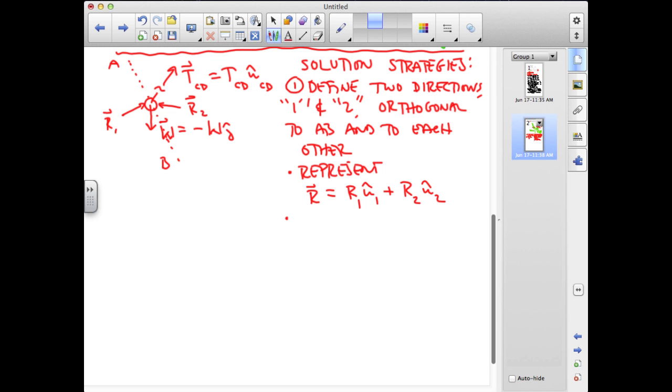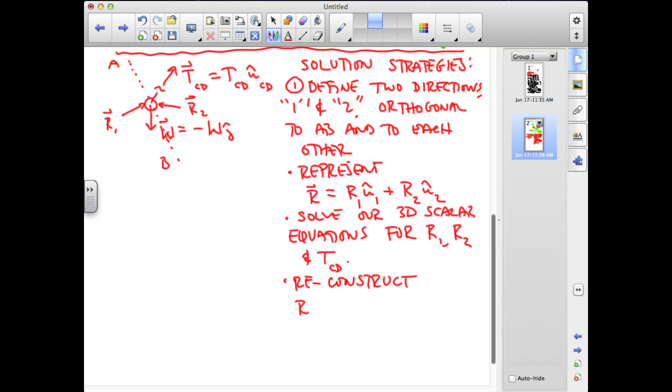We would then solve our 3D scalar equations for magnitudes R1, R2, and the tension in CD, and then reconstruct the net reaction force as R1 U1 plus R2 U2. This is the most direct solution strategy. The downside of this is the first step where we have to define these two directions, 1 and 2. And as I mentioned earlier, there are infinitely many ways to do that, and so you might think about how you would do that, but there'd be a fair amount of work involved in defining what those directions are.